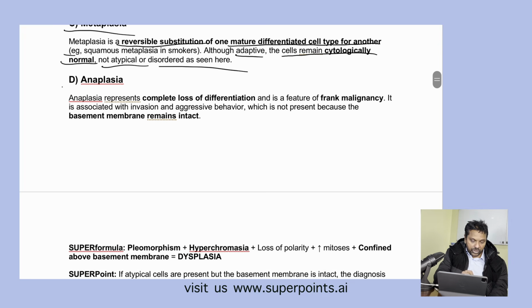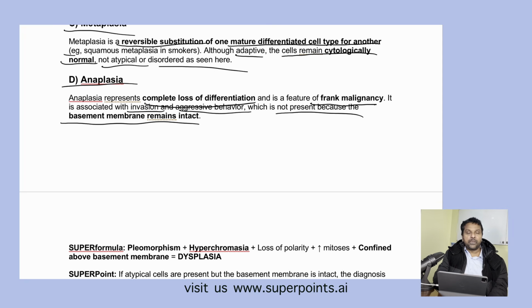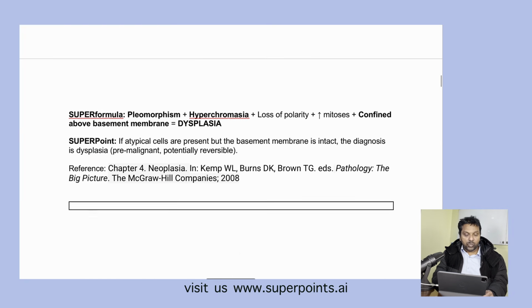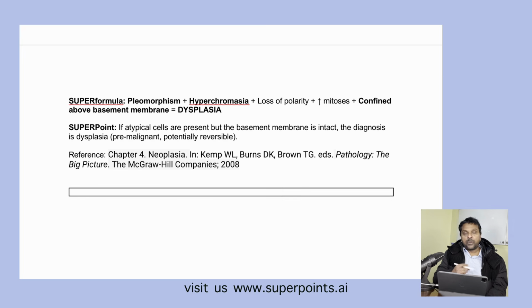What about anaplasia? Anaplasia refers to complete loss of differentiation and a feature of frank malignancy. It is associated with invasion and aggressive behavior, which is not present because the basement membrane remains intact. All right. So, super formula here. How do you identify this? All right, based on a few keywords.